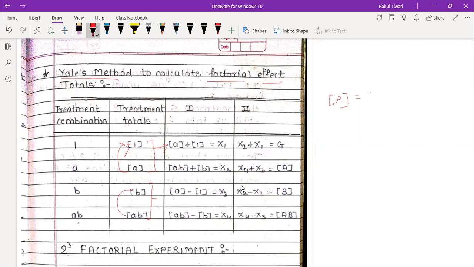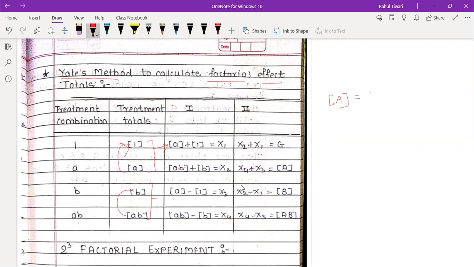Just understand. If you add the first two treatment totals, you will get the first entry. Similarly, the next two total will give the next. Similarly, to get the third entry, you can subtract B minus A, meaning treatment total for B, second minus 1. Similarly, 4 minus 3, you will get the fourth.